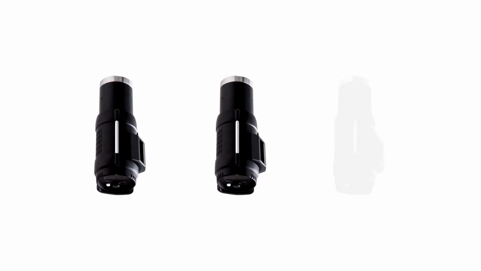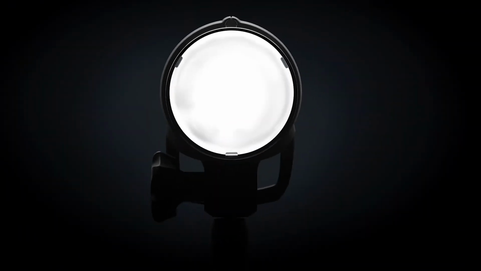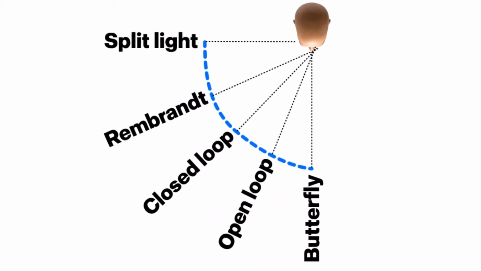Let's break down the 5 most common positions of light around the head. I will go through 1, 2 and 3 lights, but we'll start with 1 light, the light that is sculpting the face. And as long as we avoid the mentioned pitfalls, we end up with the following standardized face lights: the butterfly, the open loop, the closed loop, the Rembrandt and the split light.